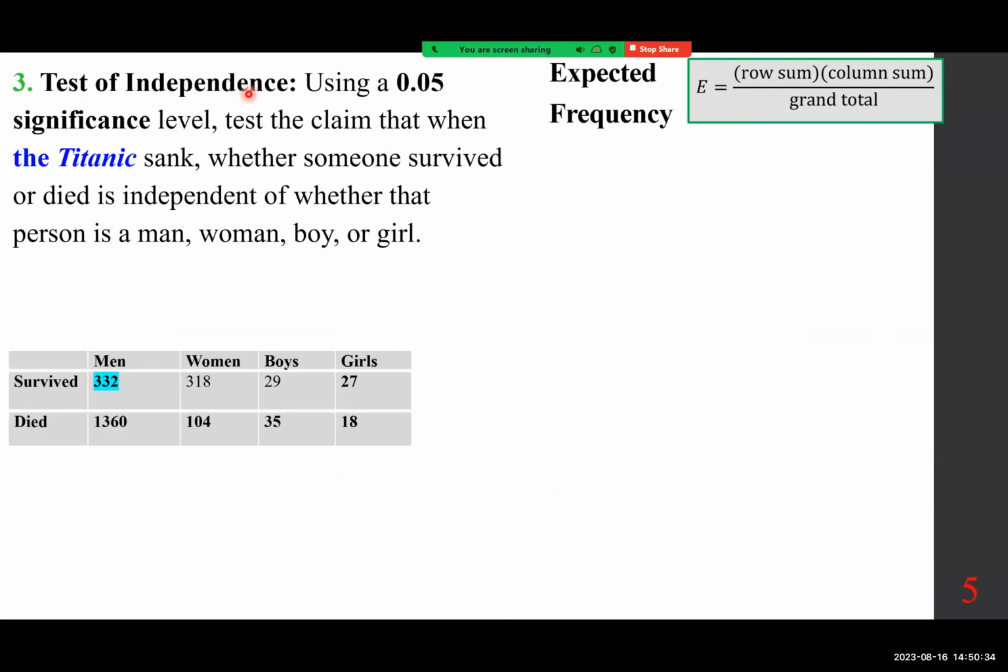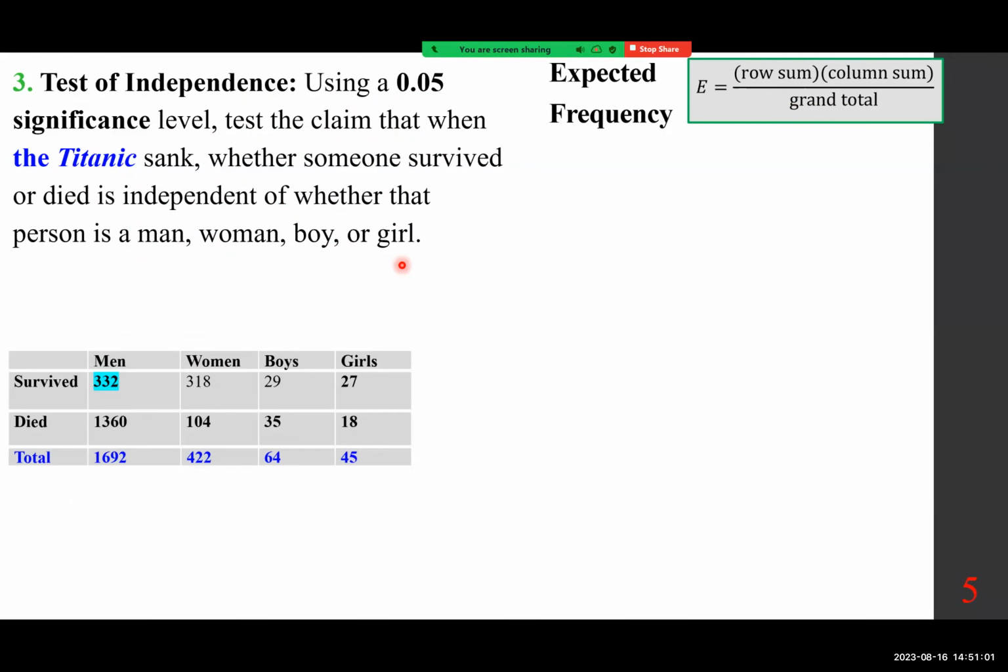Test of independence. Using a 0.05 significance level, test the claim that when the Titanic sank, whether someone survived or died is independent of whether that person is a man, woman, boy, or girl. So let's discuss this concept.